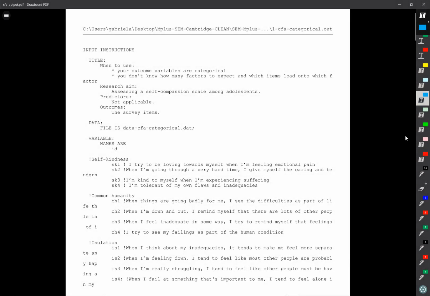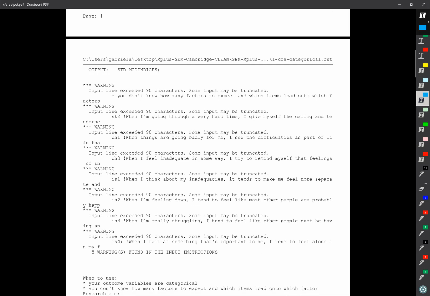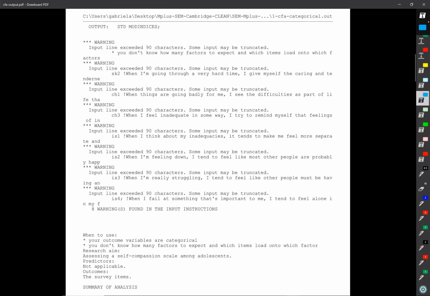So let's have a look at the output file for our CFA. I have opened it here with a different software so we can more easily annotate it. As always, the first thing you see here is a repeat of the input instructions. And then if you scroll down, you will see potentially a bunch of warnings and maybe even errors.